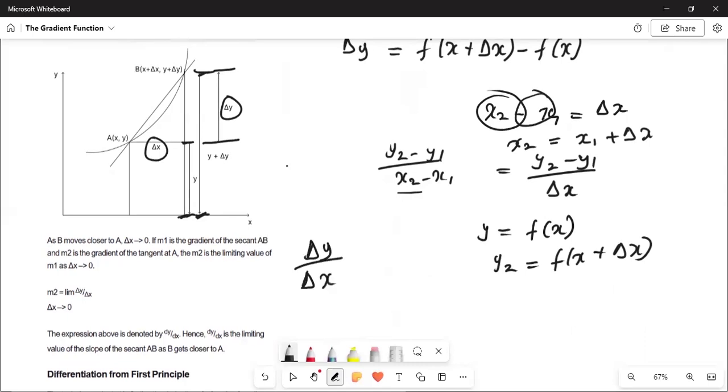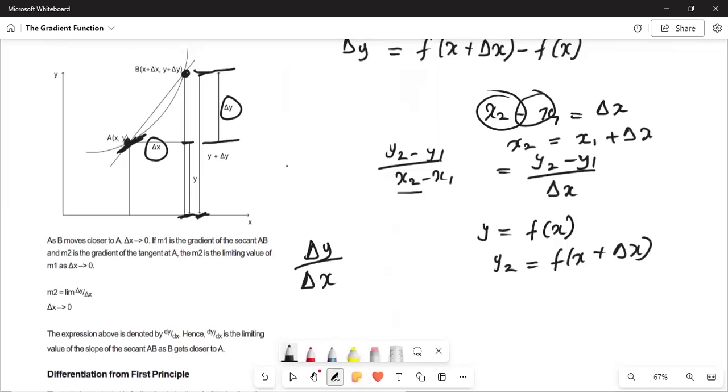So that, again, if you keep point A fixed, you shift point B closer and closer and closer to point A. The gradient of the secant line will be approaching the gradient of the tangent at point A. So since the gradient of tangent at point A is fixed and is smaller than the gradient of the secant AB, then we see the gradient of tangent at point A as the limiting value of the gradient of secant AB.